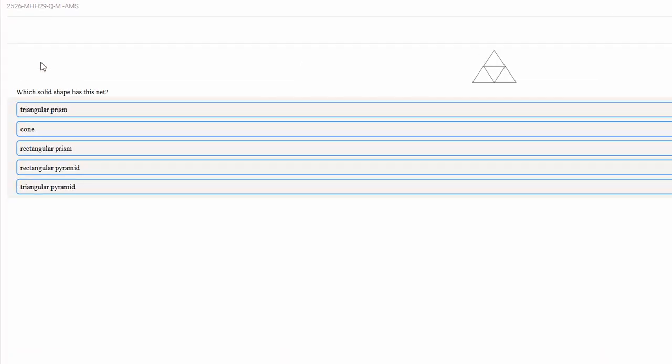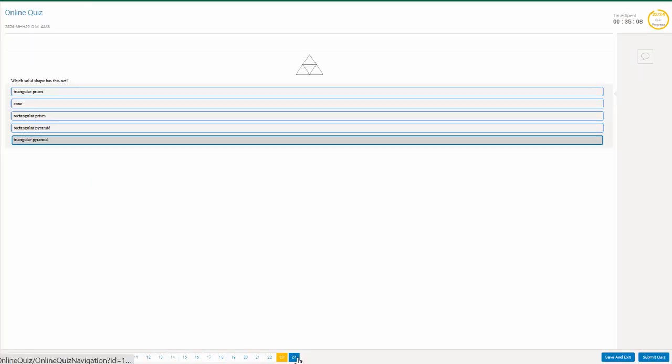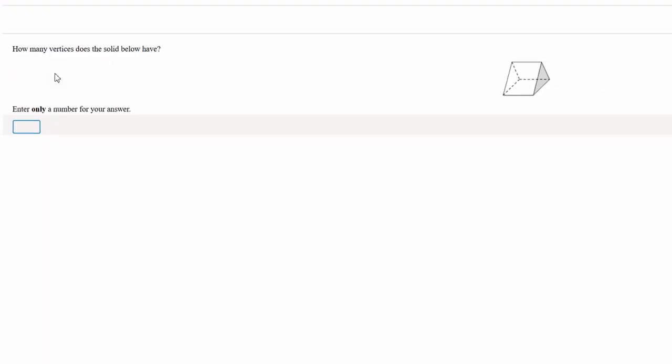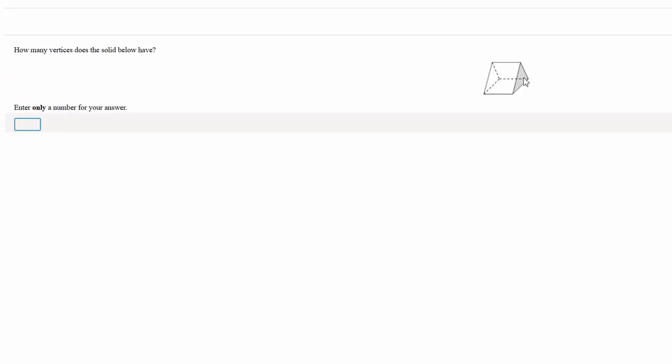Let's go to this one. What solid shape has this net? What is this? If you said a triangular pyramid, you're right. The last one for this is how many vertices? How many corners does it have? 1, 2, 3, 4, 5, 6. 6.